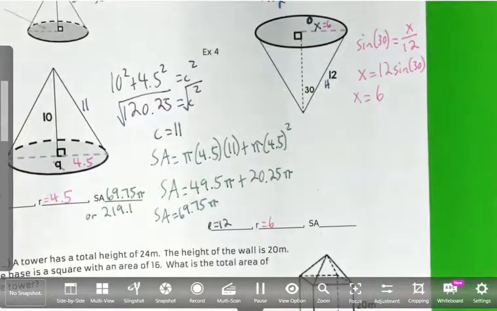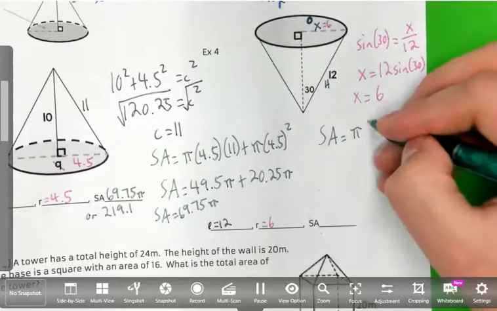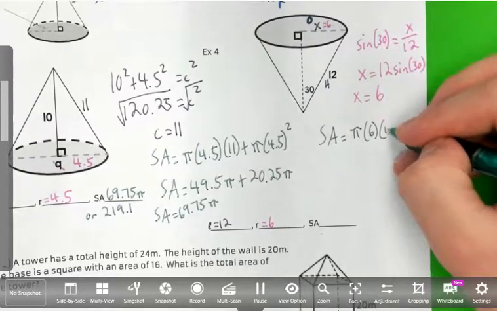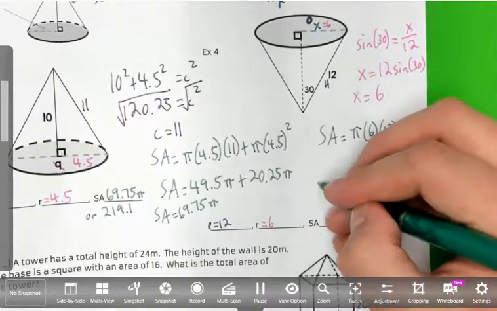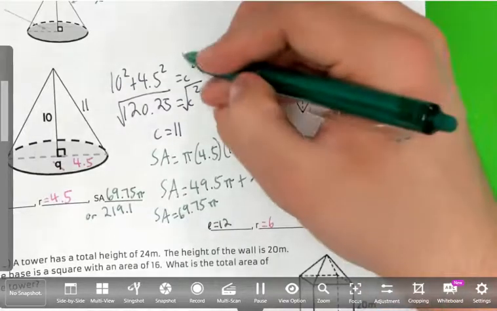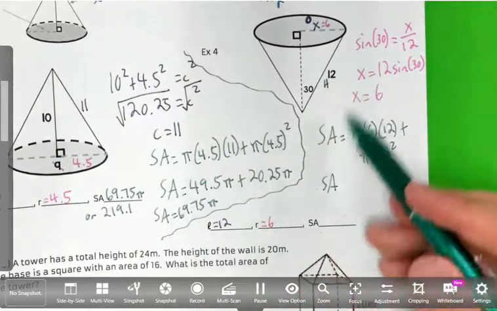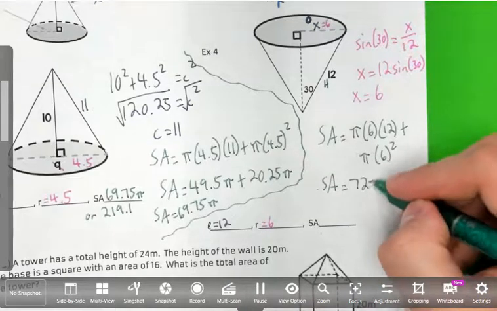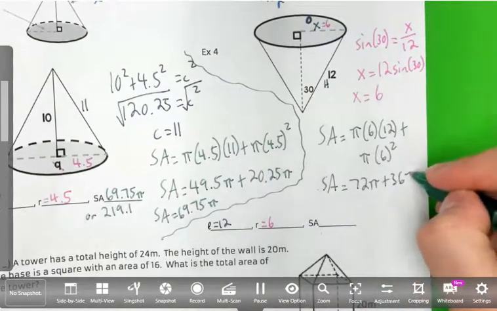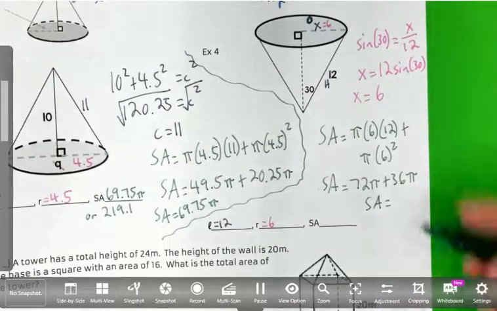All right. And then our next step is to just plug into the surface area formula. Pi times the radius times the lateral height plus pi times the radius squared. I'll go ahead and do a little bit of marking where this problem is as opposed to this problem. So 6 times 12 is 72. 6 squared is 36. And then we can add those together and get 108.